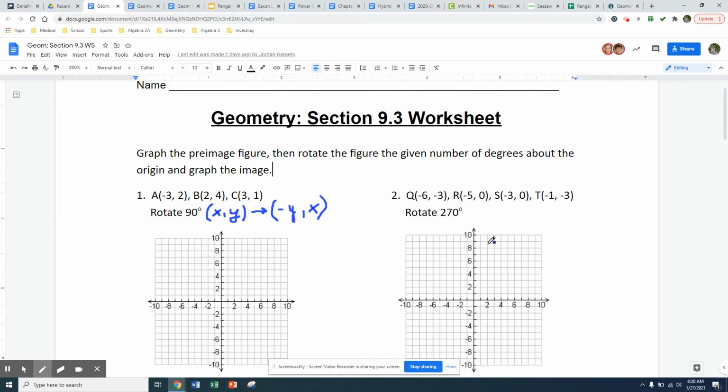So here we have our three coordinates: -3, 2; 2, 4; and 3, 1. We are going to take each of these coordinates and apply that rule to them. A is -3, 2. I'm going to apply that and get A prime over here. A prime is first the opposite of the y coordinate, so my new x coordinate is -2. And then the y coordinate is the x coordinate of the pre-image. So A prime is going to be at -2, -3, which is down here.